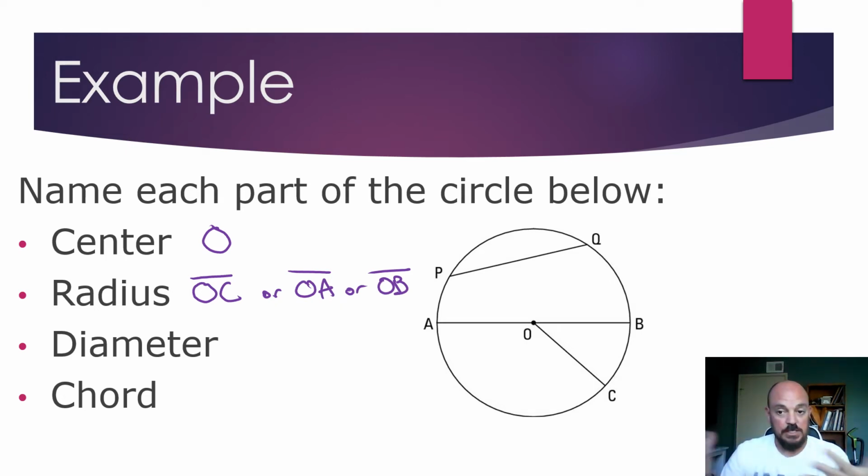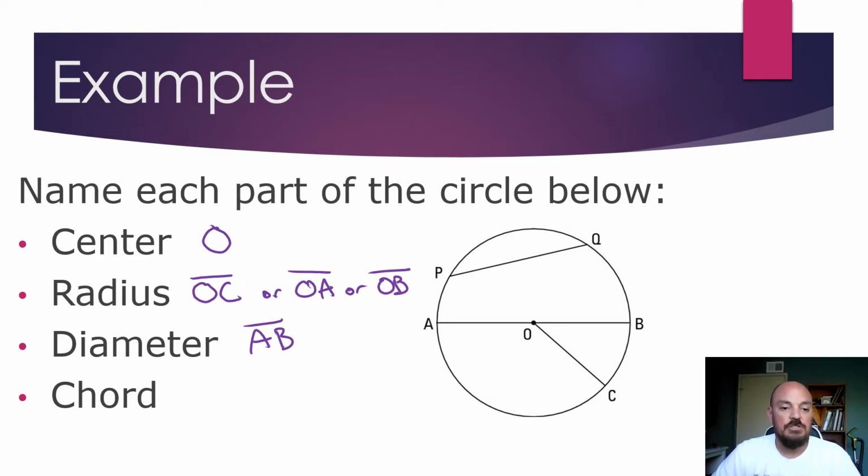And then the next one, which I just talked about, for the diameter is the one that goes all the way through the center from one side of the circle to the other. And in this picture, that would be line segment AB. Goes from point A to point B, goes right through point O.